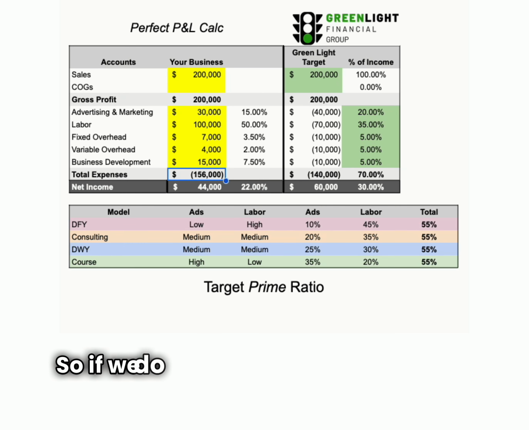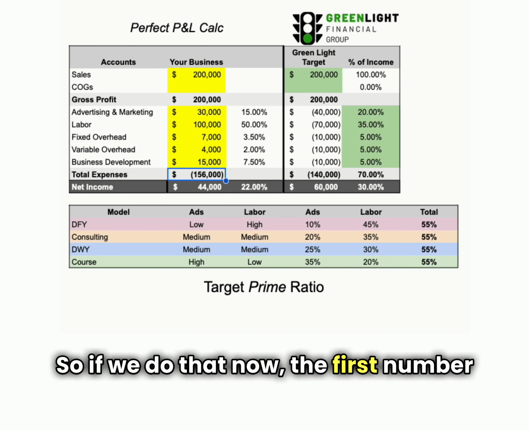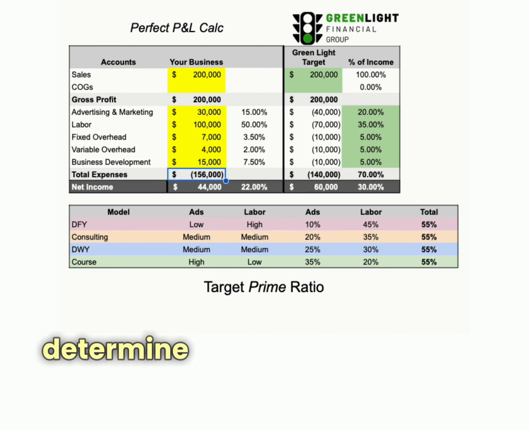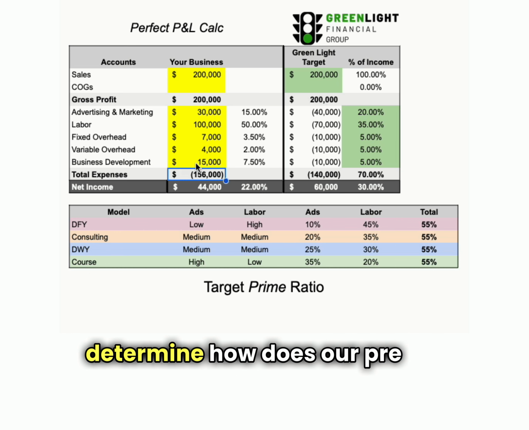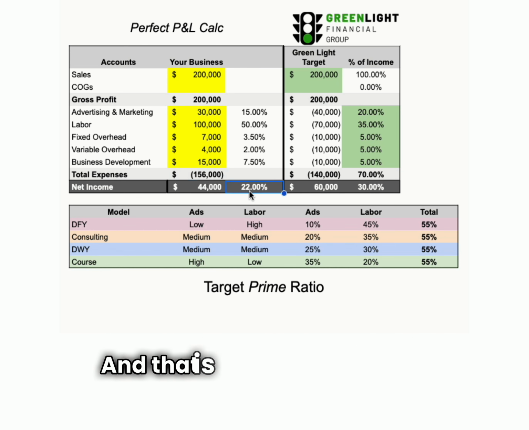So if we do that, now the first number I want to look at is, how does our pre-tax profit look? And that is this number here. That number is 22%. Now, what does that mean?